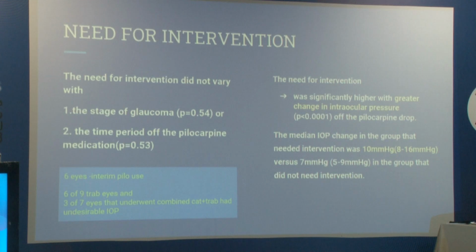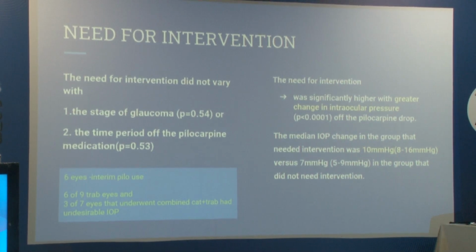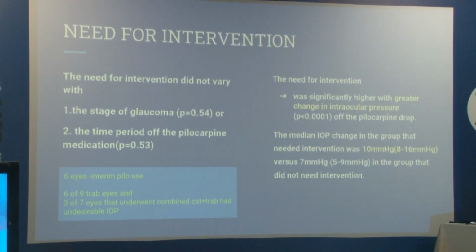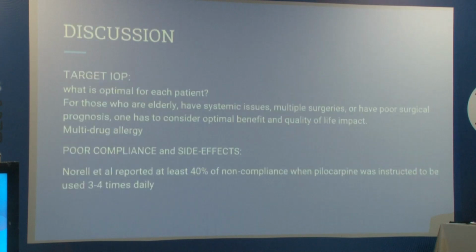So the median IOP change in the group that needed intervention was 10 millimeters, ranging 8 to 16, versus 7 in the group that did not need intervention. Also, 6 of the eyes that underwent intervention actually were on pilocarpine only for an interim period, and 6 of the 9 trab eyes and 3 of the 7 eyes that underwent combined cataract plus trab had undesirable IOP range.